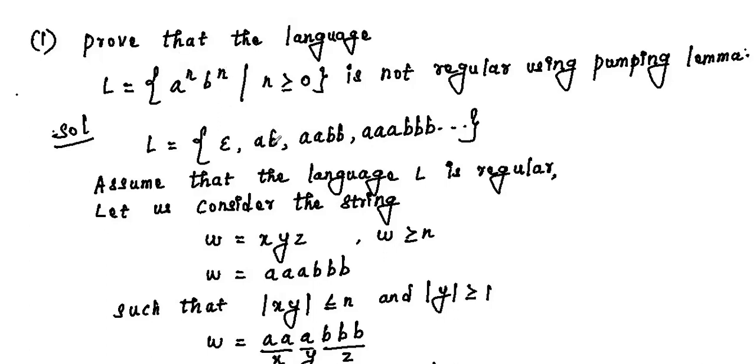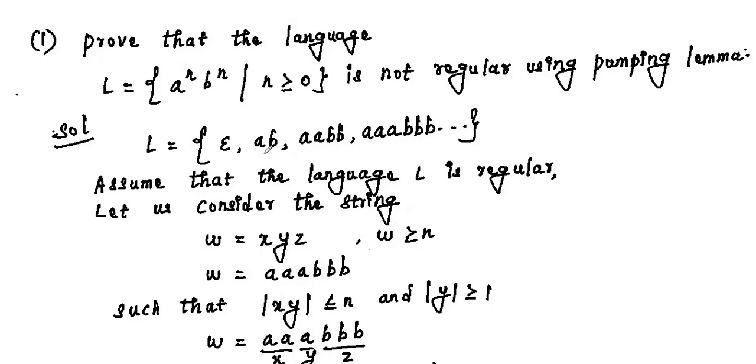So, ab. Next the n value is going to be 2: a raised to the power 2, b raised to the power 2, a squared, b squared. Next the n value is going to be 3: a raised to the power 3, b raised to the power 3, triple a, triple b, and so on. The language would be L equal to epsilon, ab, double a double b, triple a triple b. As per the theorem, assume that the language L is regular. Choose a string W in the language with length greater than or equal to n.